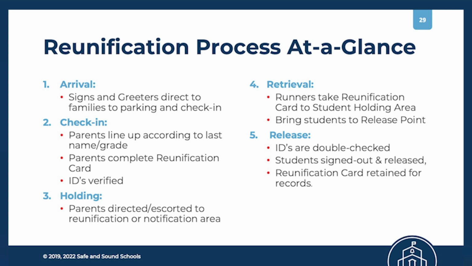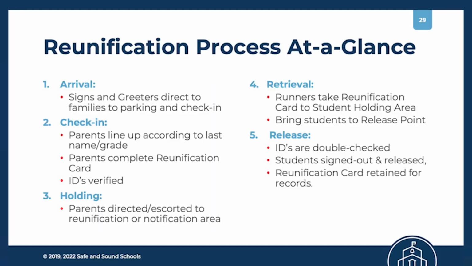The next stop in that process is the retrieval. So once parents are waiting for that reunification, runners can go take that reunification card to the student holding area, whether it's a classroom or a larger auditorium where there's a movie playing to entertain students. And then they will retrieve that student and bring that student to the release and reunification point.